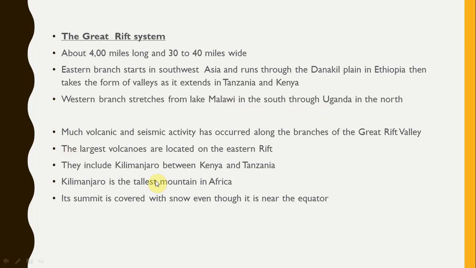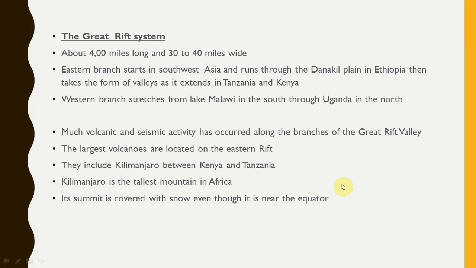Much volcanic and seismic activity has occurred along the branches of the Great Rift Valley. The largest volcanoes are located on the eastern rift, and include Kilimanjaro between Kenya and Tanzania. Actually, Kilimanjaro is the tallest mountain in Africa, and it is very famous for its summit. It is covered with snow, even though it is near the equator.